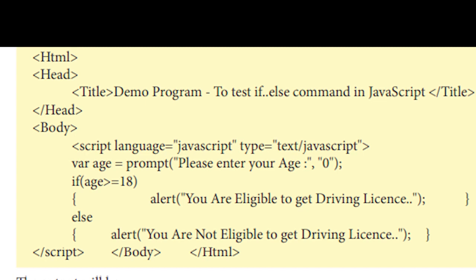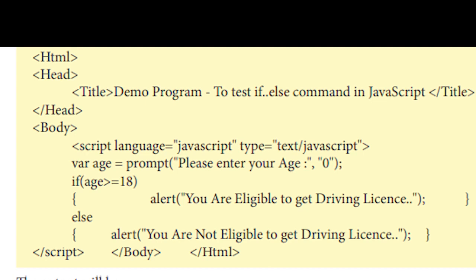The head tag is closed, the body tag is opened, script language JavaScript, type is equal to text slash JavaScript. Variable age is equal to this, and all that we saw in if, right? After that, alert: you are eligible to get the driving license. After that, you have a keyword else. In this else part, they are giving an alert: you are not eligible to get driving license, or you are not eligible to vote.